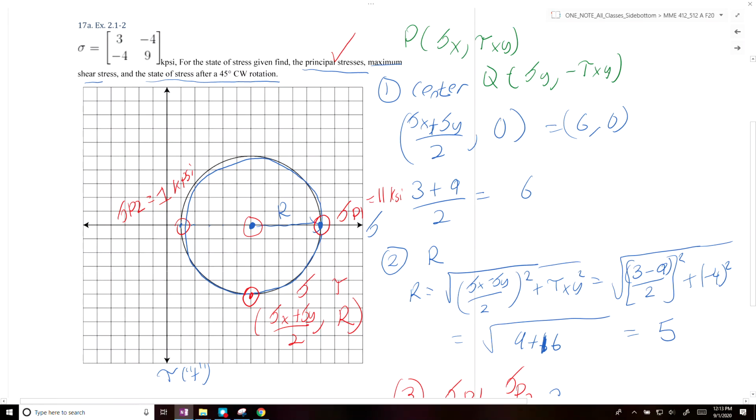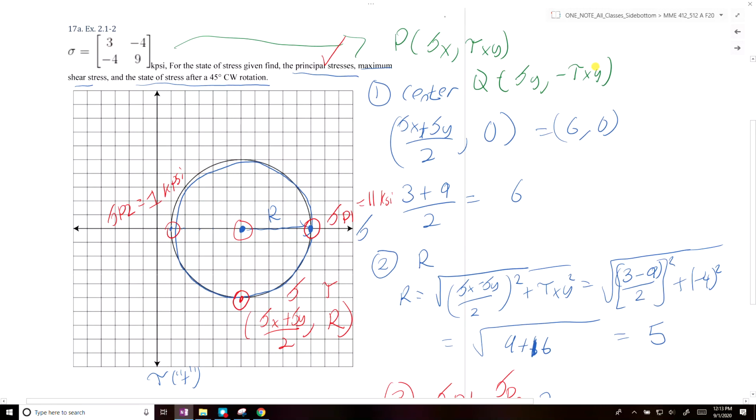So point P, based off of our stress state, would be at 3, minus 4. So this is our origin point, 1, 2, 3, and then minus 4, remember, is going to be along the traditionally positive y-axis. So this is going to be 1, 2, 3, 4. This is going to be point P here.